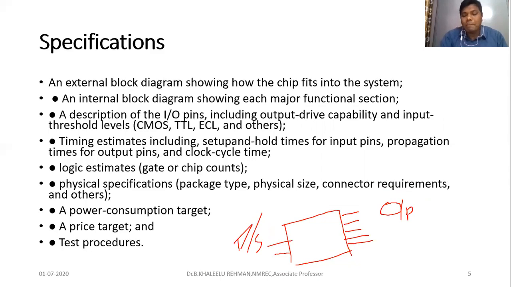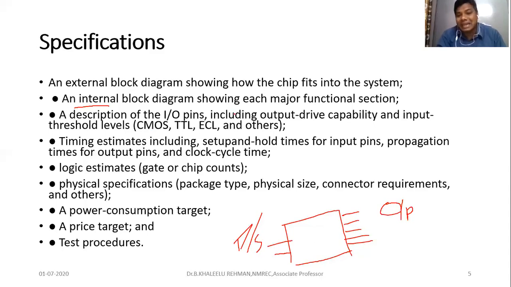The top-level management, the specification engineer, will give these details: this is your block diagram, and inside this there will be one block for addition, one for subtraction, one for multiplication. These different blocks we will call the internal block diagram. The external block diagram shows how the chip fits into the system. ALU is one part of a CPU. The client requires only the ALU. So we are giving the specifications, the external block diagram of the ALU.